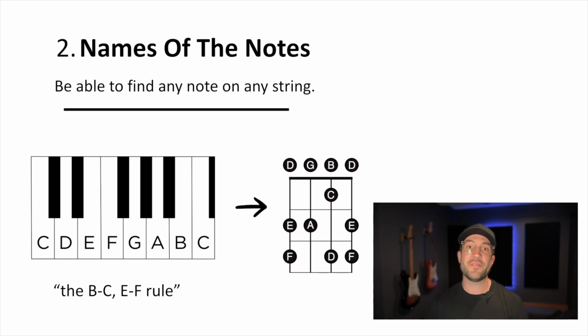Moving right along, we have the names of the notes. I have the piano on the left there to illustrate the B, C, E, F rule, meaning that there's only one fret between the notes B and C and E and F. And if you look at that banjo diagram on the right of the first three frets, we see that we have two frets in between the notes D and E, only one fret in between the notes E and F, two frets between the notes G and A, only one fret between the notes B and C there. So just have that concept internalized so that way you can identify any note on any string.